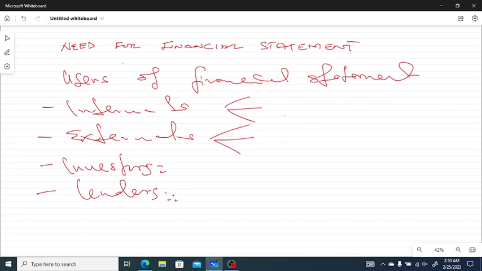These lenders are like, say, banks. Banks are interested in financial information about businesses that borrow from them. Financial statements can help lenders to assess the ability of the borrower to pay interest and its ability to repay the loan.